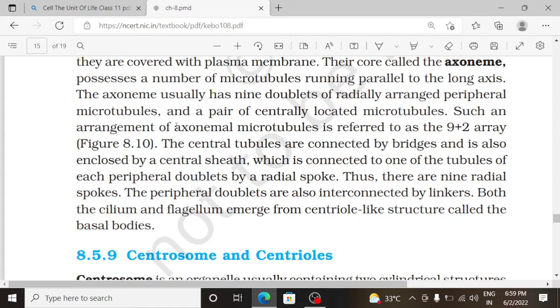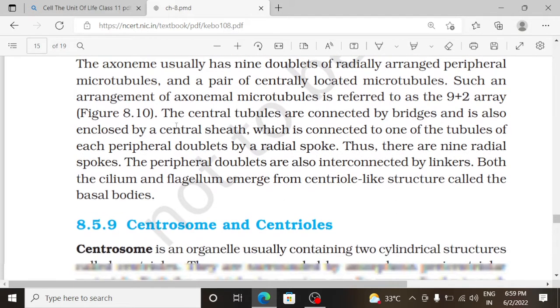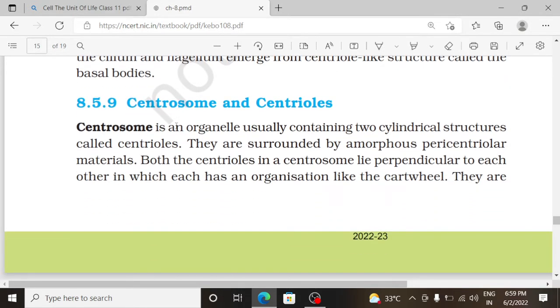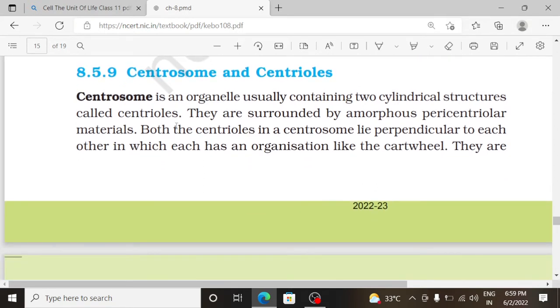The central tubules are connected by bridges and are also enclosed by a central sheath, which is connected to one of the tubules of each peripheral doublet by a radial spoke. Thus, there are 9 radial spokes. The peripheral doublets are also interconnected by linkers. Both the cilium and flagellum emerge from centriole-like structures called basal bodies. Now, centrosome and centrioles.